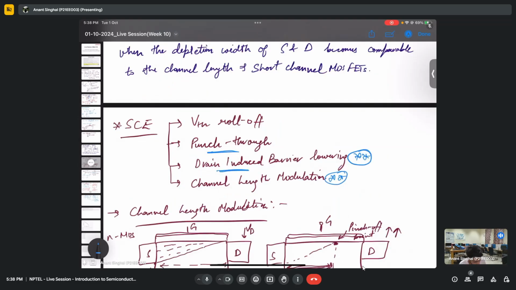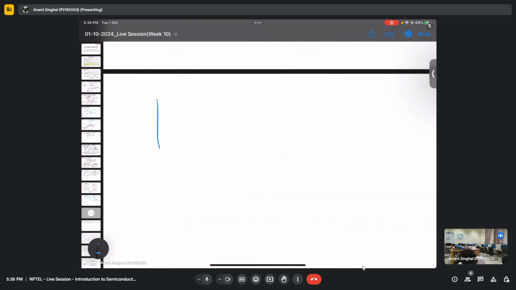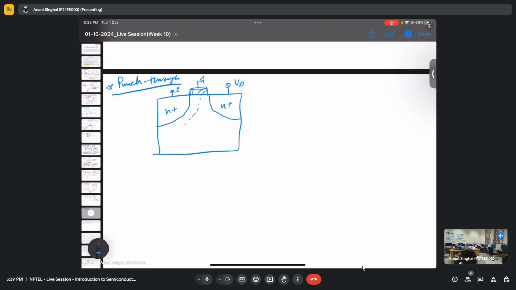The third thing, that is punch through, is similar to DIBL only. So let me try to explain punch through. I have already explained it kind of. So what is happening now? So we write punch through. I'm only making it for a short channel. So if I'm applying a certain drain voltage, let's say this is again the gate, this is the source. We are reverse biasing it, right? So I'm creating a certain reverse bias region.